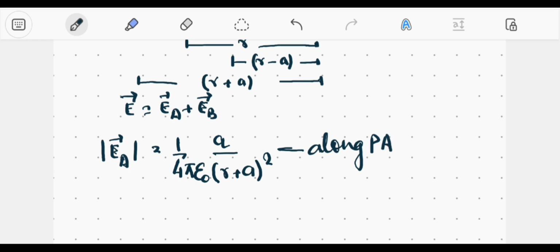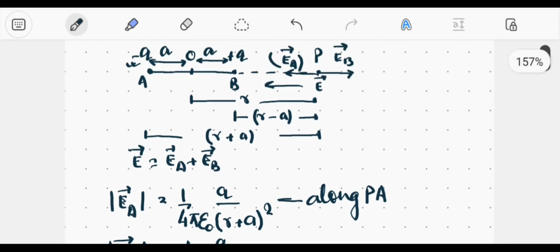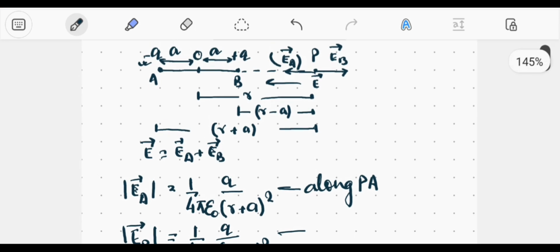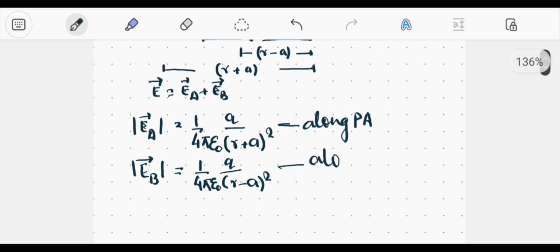Again, the electric field due to point B will be equal to 1 by 4 pi epsilon naught, since we have the same charge with the same magnitude. For B, the distance between point B and point P is r minus a, therefore it will be (r minus a) whole square, and the direction is opposite to PA. Let us consider this point X, and take any point on the right side; therefore this will be along PX. I hope it is clear.